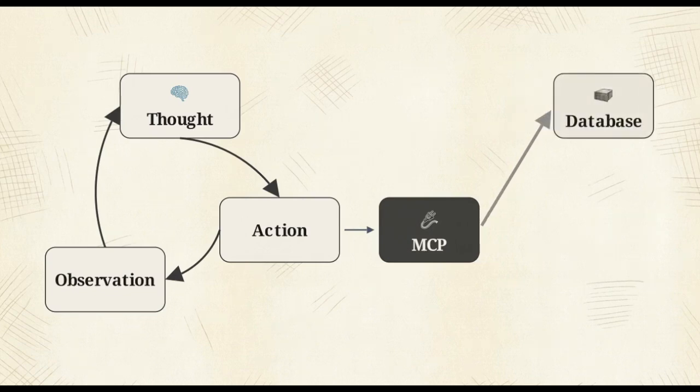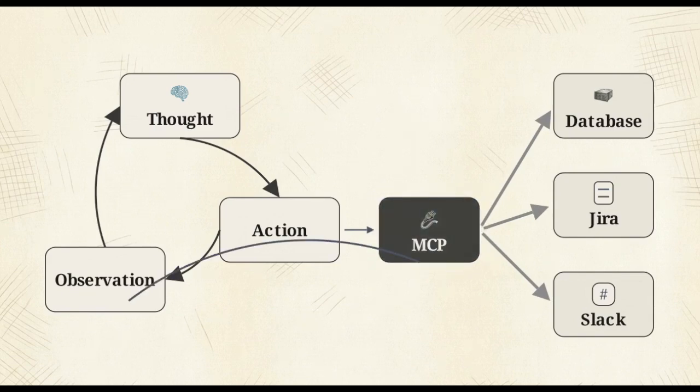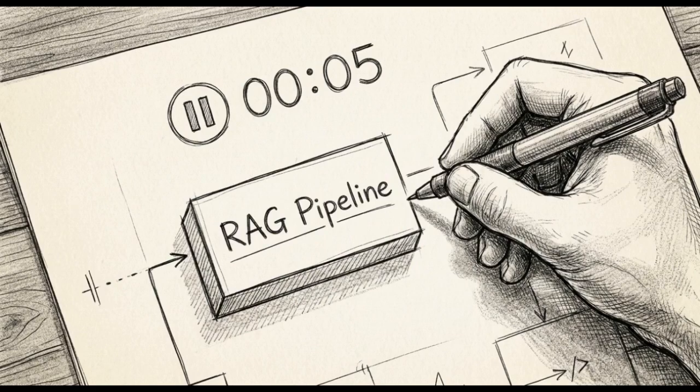The Model Context Protocol, or MCP, is the standard for this. It connects your agent's loop directly into external enterprise software, allowing the AI to query databases, read Jira tickets, or send Slack messages. Before we move to the final month, hit pause.